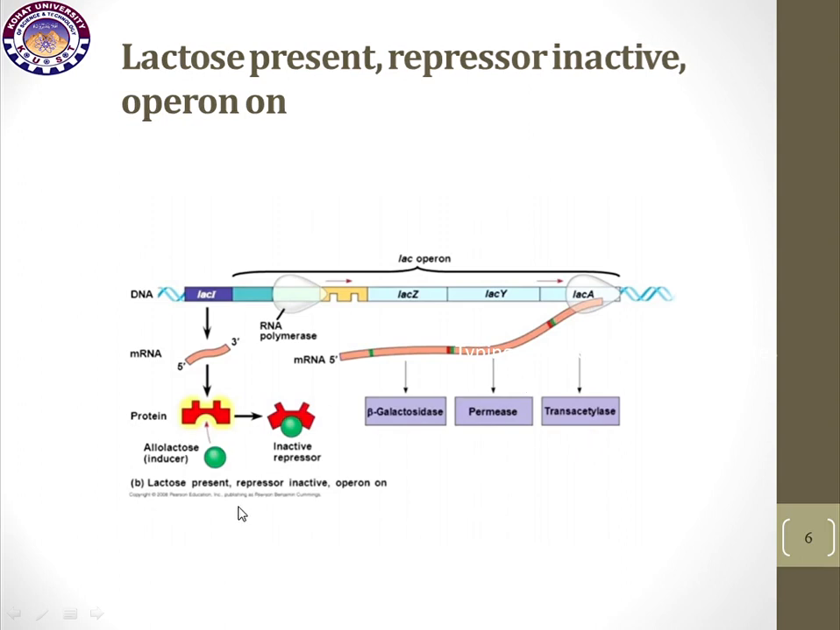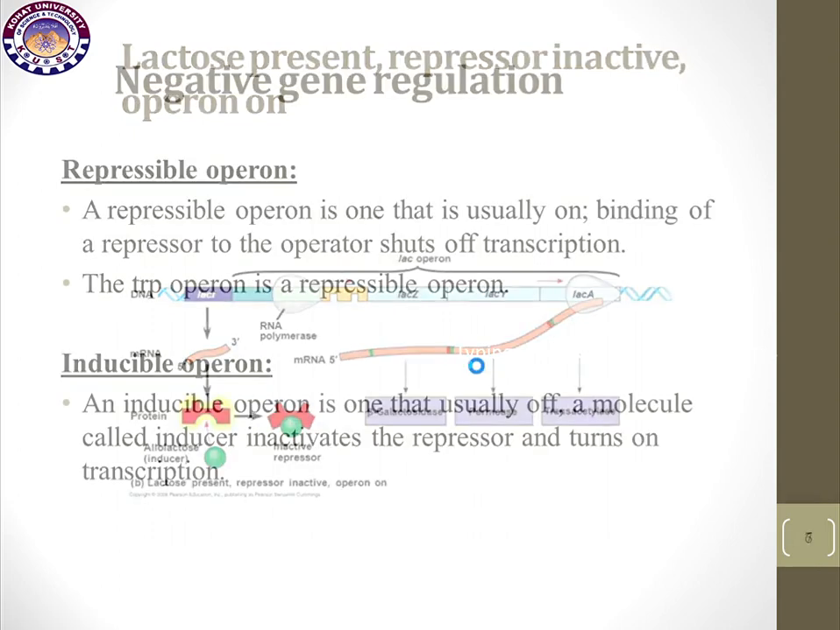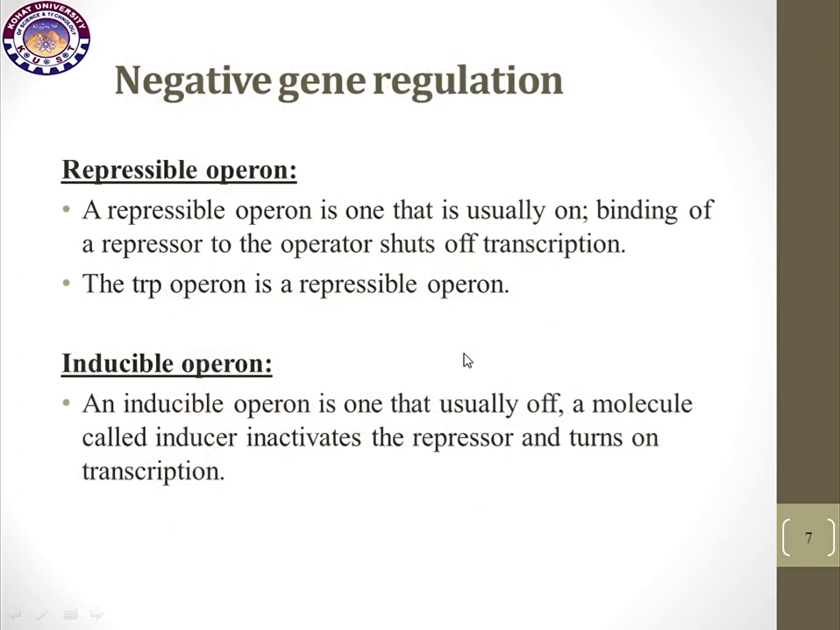If lactose is present, the repressor protein is inactive and the operon is on. The inducer allolactose binds to the repressor protein, so it cannot bind to the operator region, and RNA can be made. What is negative gene regulation? Negative gene regulation and positive gene regulation. Negative gene regulation has two types: repressible operons and inducible operons.